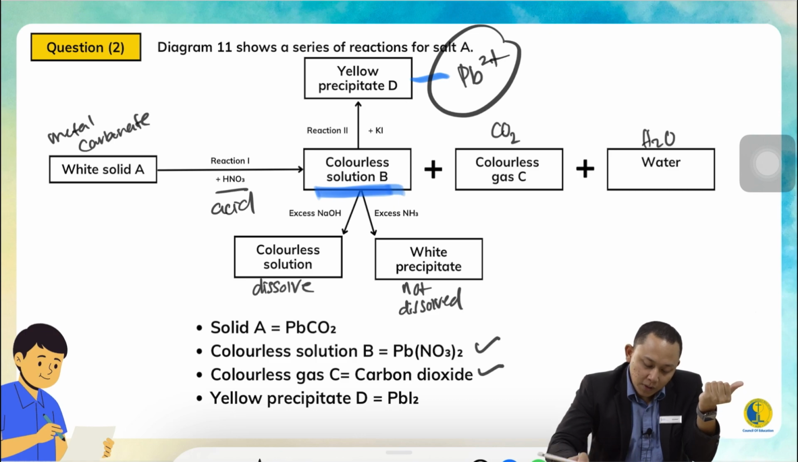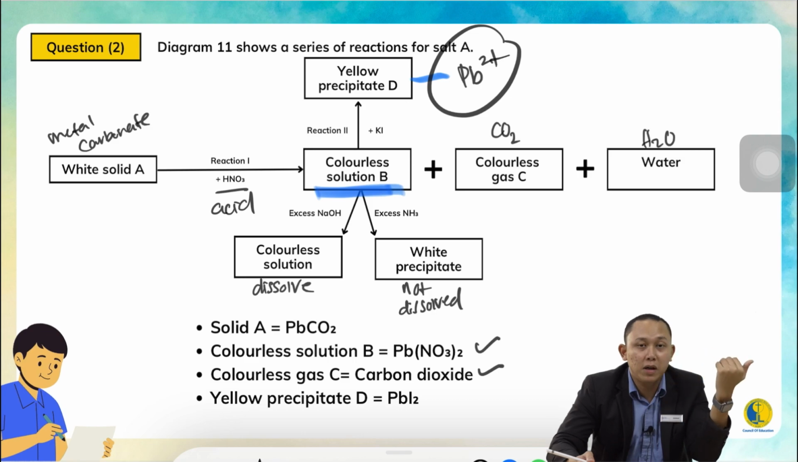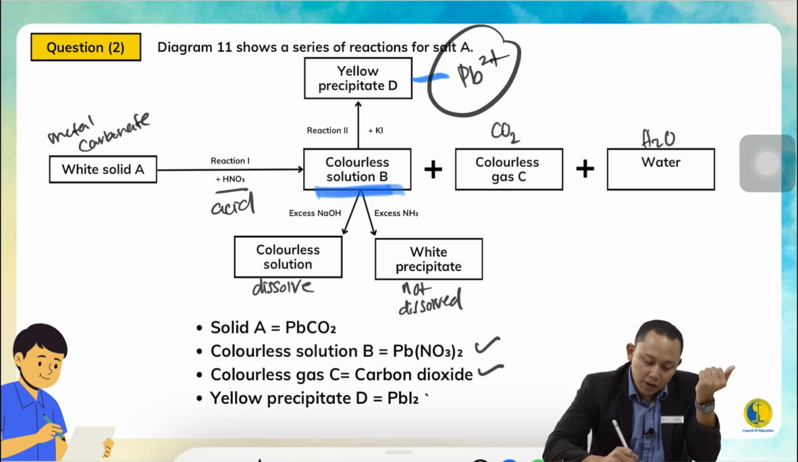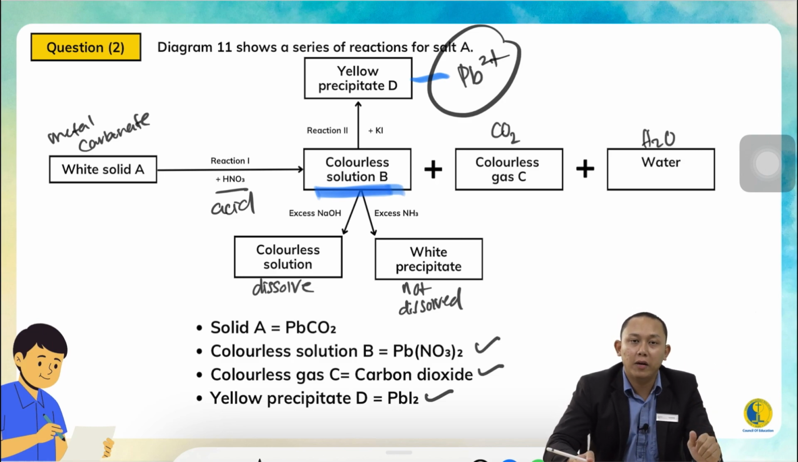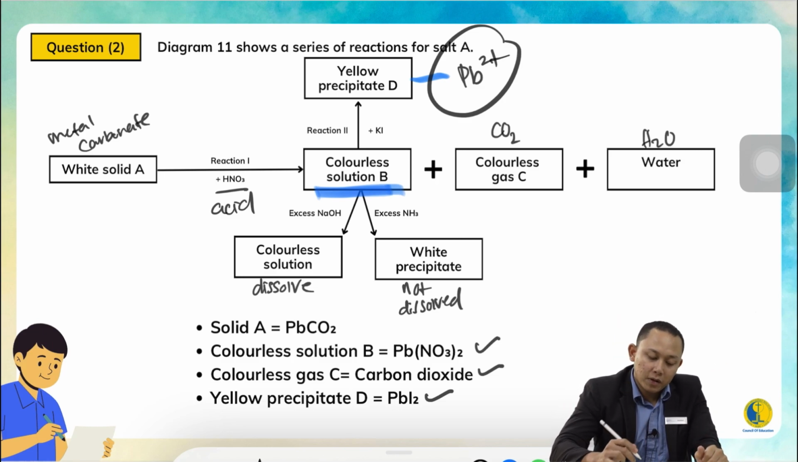And then the yellow precipitate that we have, as I mentioned just now in our earlier lesson on the confirmatory test, it will produce lead(II) iodide, PbI2.